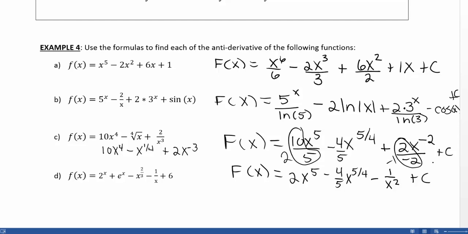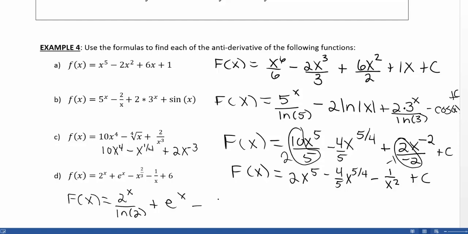If we want to take the antiderivative for part D, again, we're going to go term by term. So the first term is exponential, so we use that rule. That rule says we get the same thing back, divided by the natural log of the base. The antiderivative of e to the x is e to the x.